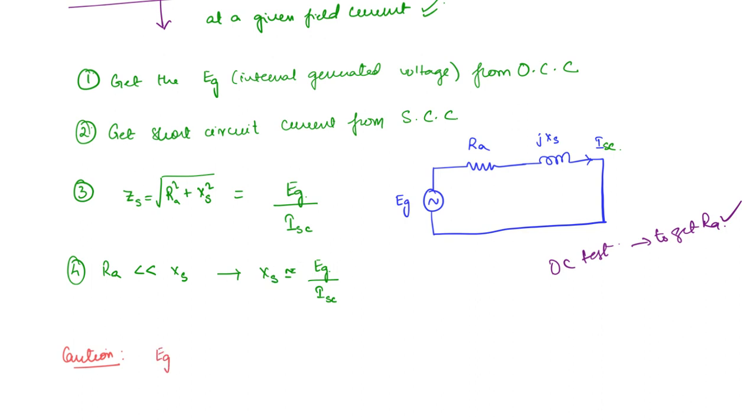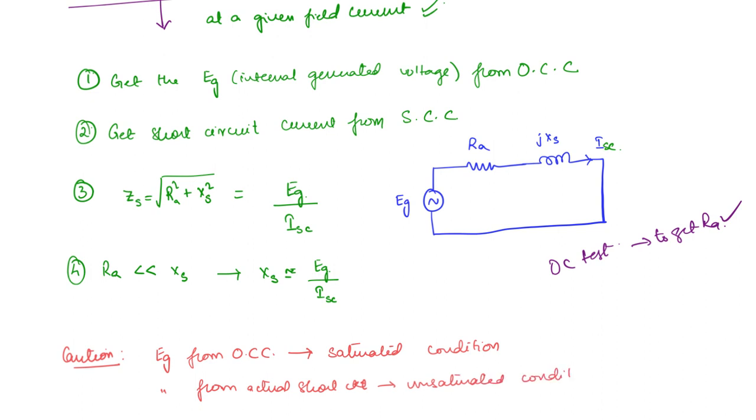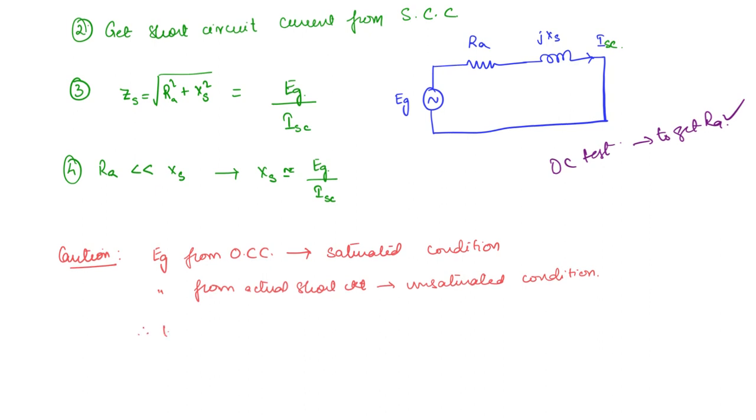So you can write down EG from OCC is the value you get when the core is saturated, whereas the EG from the actual short circuit condition is going to be in unsaturated condition. Therefore, there will be a slight difference in the measured and actual synchronous reactance. Now one important parameter that you need to know is the short circuit ratio.